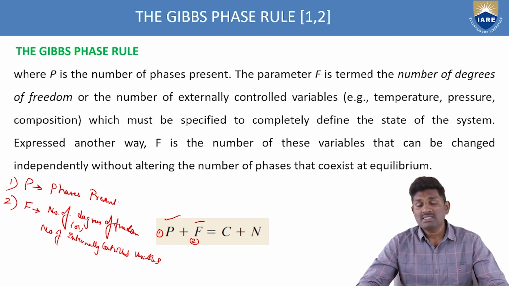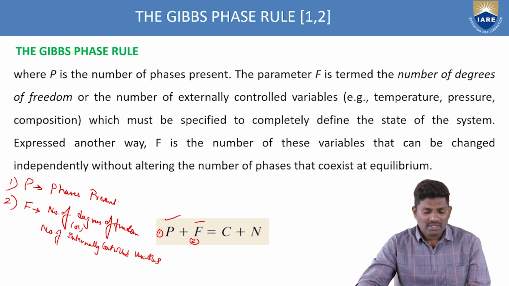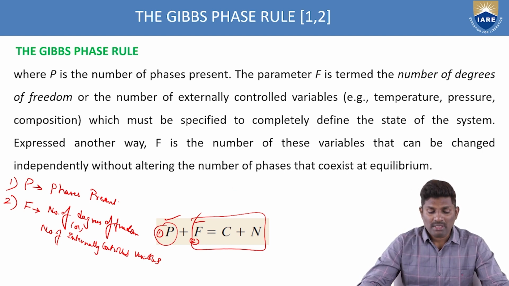That's why this F is called the number of degrees of freedom, or the number of externally controlled variables in the Gibbs phase rule. So if you want to know any one parameter, we have to know the three other parameters. That is the case of the Gibbs phase rule and its importance.